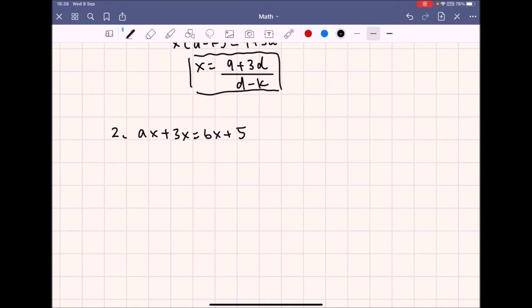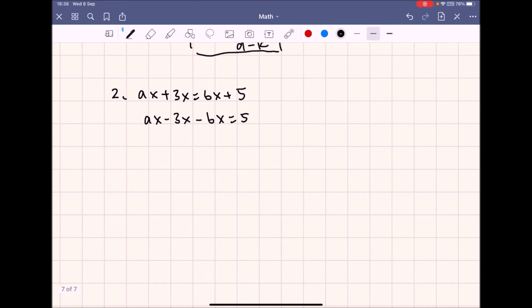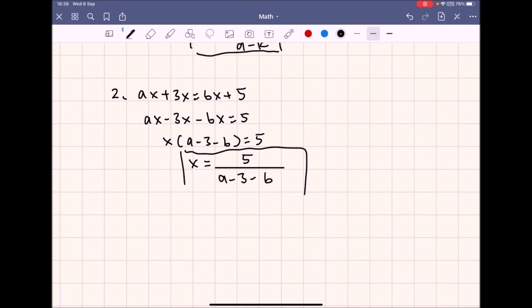We take the bx on the right side and move it to the left side of the equation. We get ax minus 3x minus bx equals 5. Now we factor x out and we get x times (a minus 3 minus b) equals 5. And we can just divide that over and get x equals 5 over a minus 3 minus b.